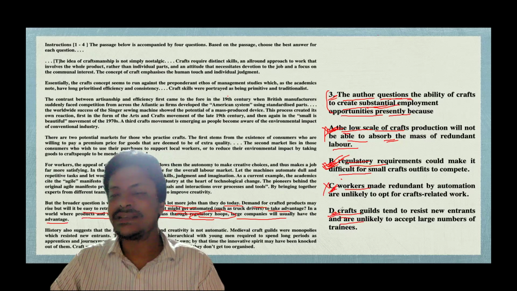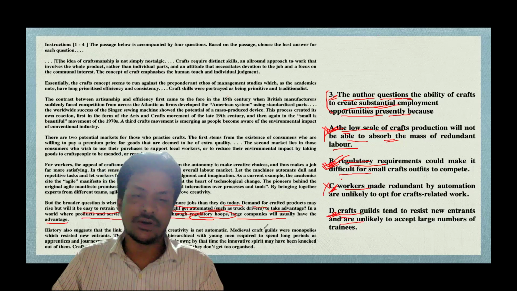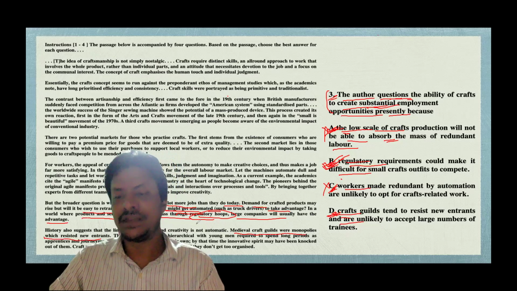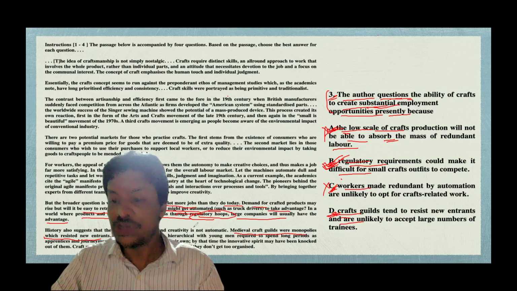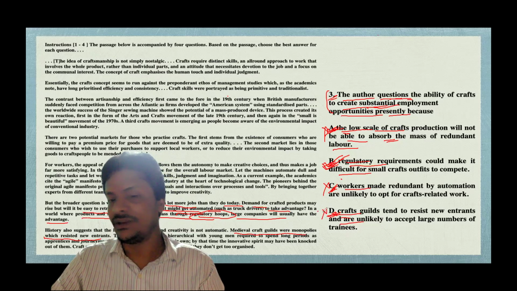The fourth one, which says guilds resist new entrants. So in that case, it is true historically, because as per the last paragraph it is stated. But the question is about what? About present day jobs, isn't it? Now, if you see, medieval craft guilds were monopolies which resisted new entrants. So, as per D, it is true. But the question is about present day job creation. Today's crafts are not dominated by medieval guilds. So in that case, D is also irrelevant here, right?